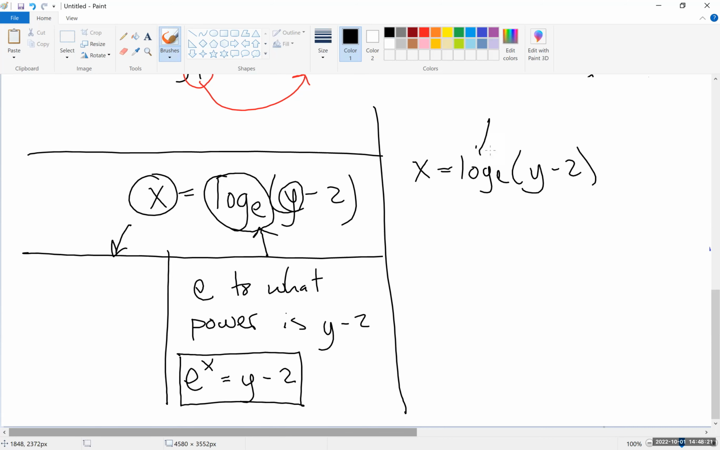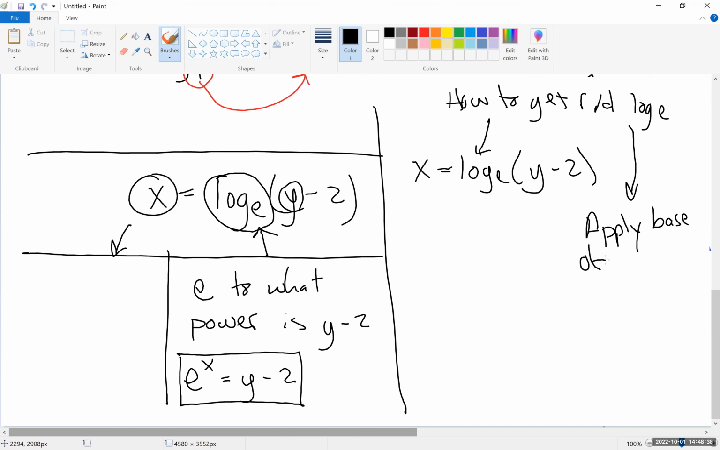How to get rid of log base e? It's a little bit weird. To get rid of log base e, you apply a base of e on both sides of the equation. So you take a base of e and write the left side of the equation. Then you take a base of e and apply it to the right side of the equation, log base e of y minus 2.